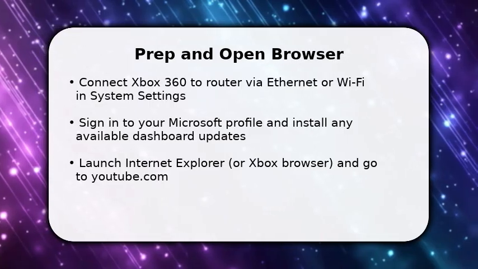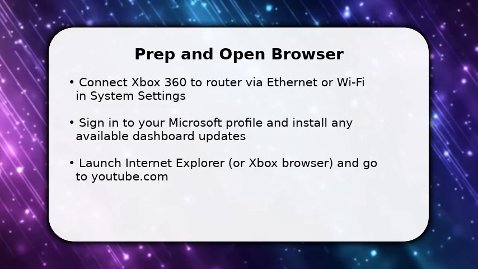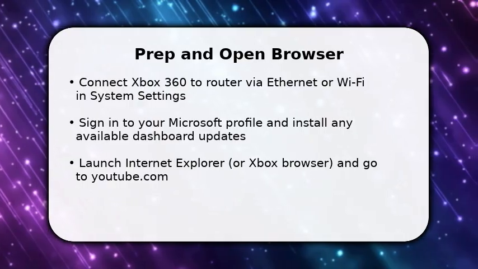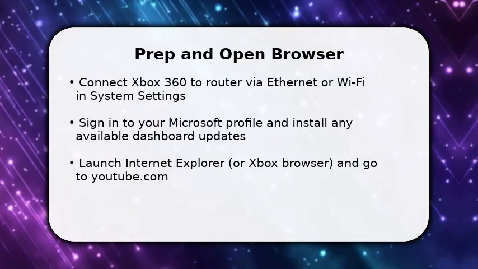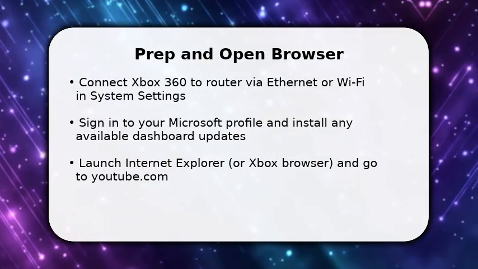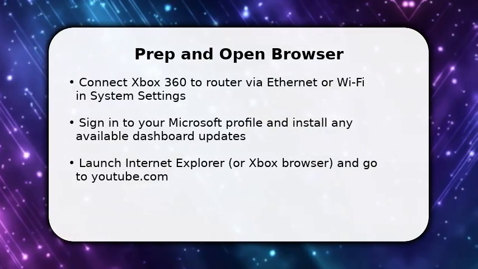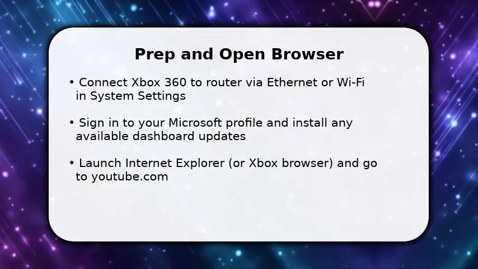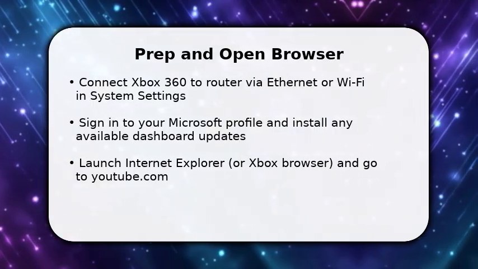You start by getting the Xbox online, connect with Ethernet for stability or use Wi-Fi, sign into your Microsoft profile, and install any dashboard updates. Once done, open the console browser, Internet Explorer on older dashboards, and navigate to YouTube. You do this because the native YouTube app is no longer maintained. The browser is your direct route.